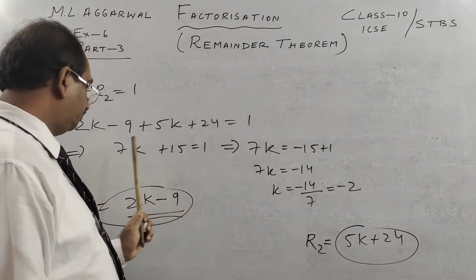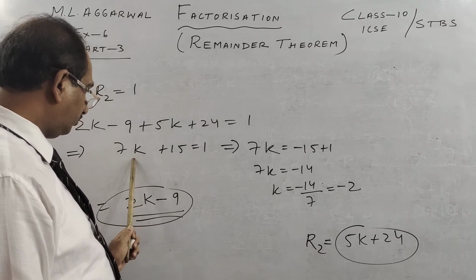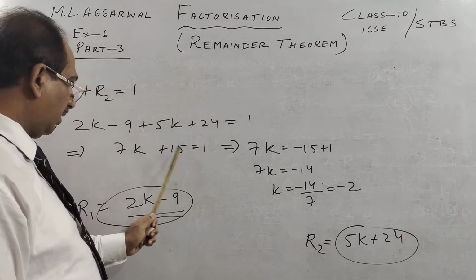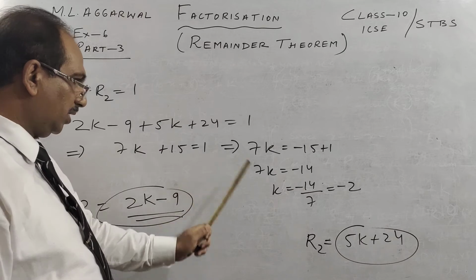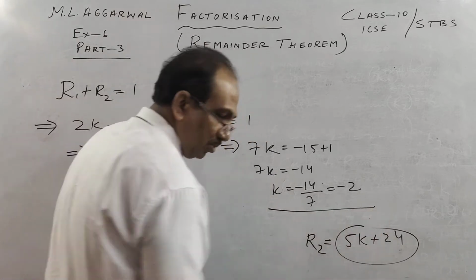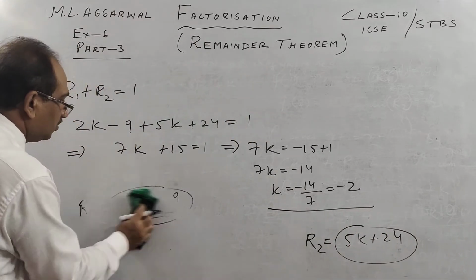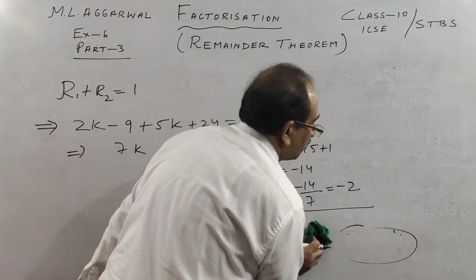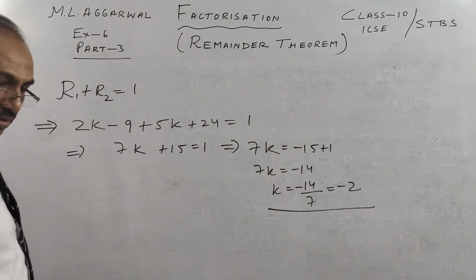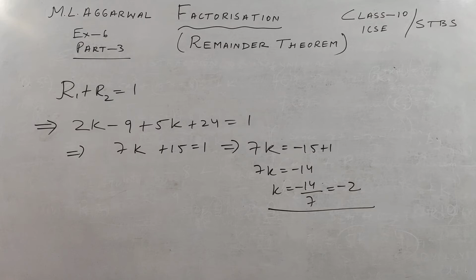Okay, so once more, this plus this equals 1, both the remainders. So we put 7k, we get plus 15 is equal to 1. So k we solve to get it as minus 2. So I am rubbing this. You can pause the video. And this was the 2019 ICSE question on remainder theorem.